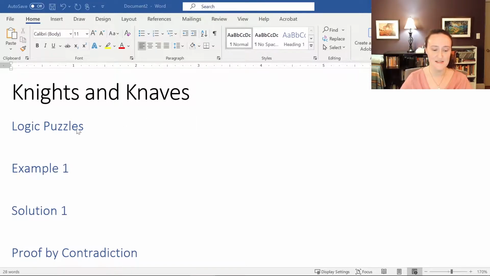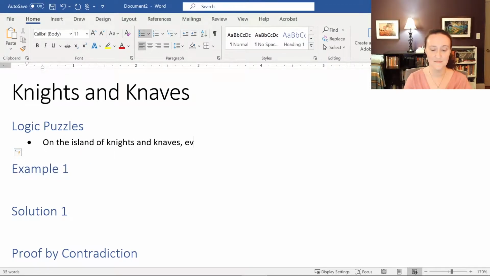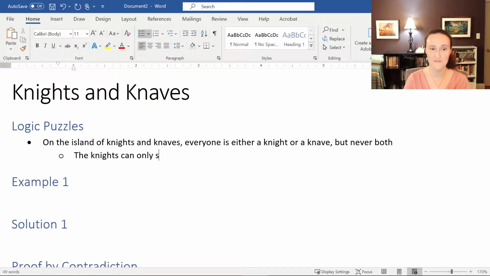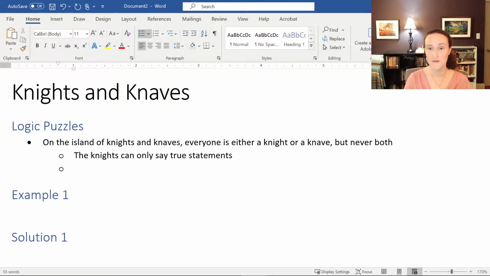So the first thing is the basic setup. What are you doing in these puzzles? So we're on an island where everyone is a knight or a knave, but never both. So the knights can only say true statements, and the knaves can only say false statements.